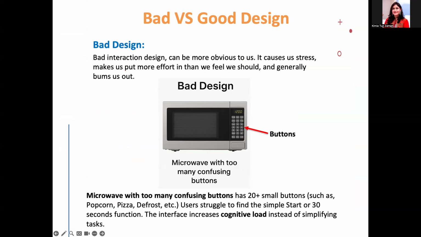With more than 20 small buttons, for example, popcorn, pizza, defrost, users are forced to scan through unnecessary functions when all they need is a quick way to heat their food. The key functions like start or add 30 seconds are buried among less important ones. So you just want to heat your meal, not solve a puzzle.